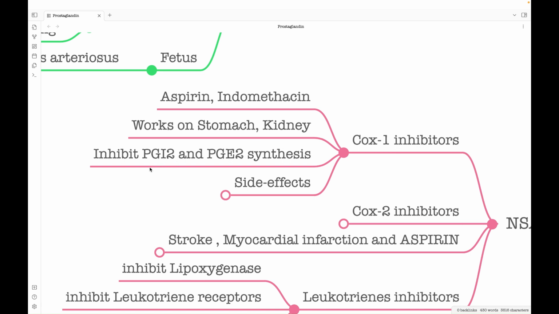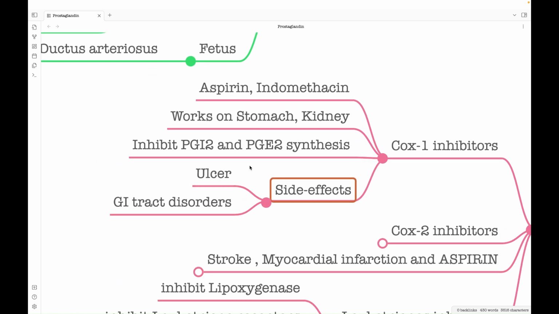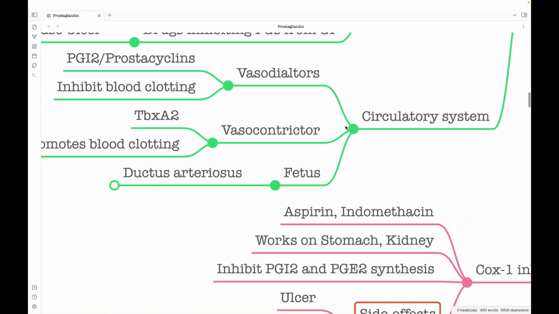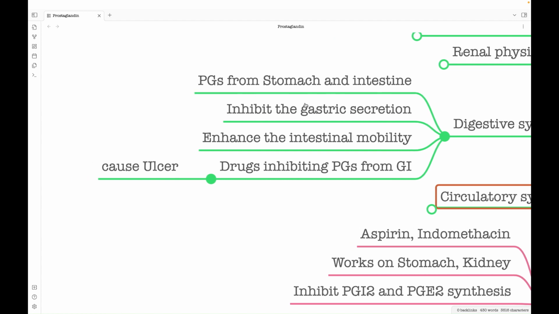And what they can do is inhibit PGI2 and PGE2 synthesis. These are the prostaglandins which are produced from stomach and kidney. So these COX-1 inhibitors can also inhibit PGI2 and PGE2, but they have their own side effects. What side effects? If we recall the main functions of the prostaglandins produced from the stomach and kidney, if we expand the digestive system in this impact on our body, we can see that these prostaglandins from stomach and intestine inhibit the gastric secretion and enhance the intestinal mobility.